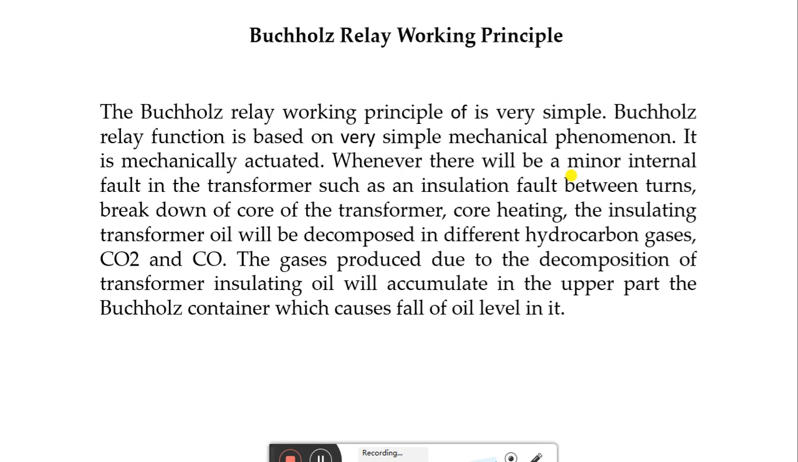So what we see is that during the fault or heating in the transformer, the insulating transformer oil will be decomposed, which will produce hydrocarbon gases such as carbon dioxide and carbon monoxide. These gases, produced due to the decomposition of transformer insulating oil, will accumulate in the upper part of the Buchholz container, and this will cause the fall of oil level inside the transformer.